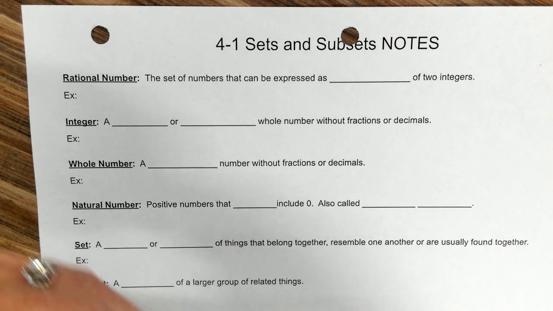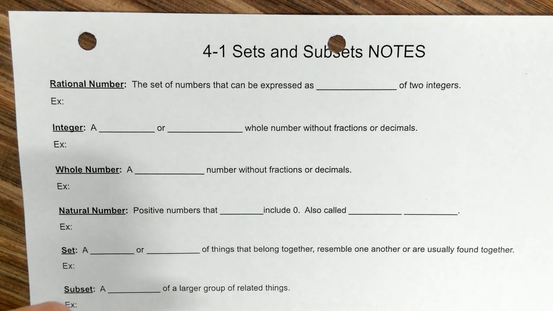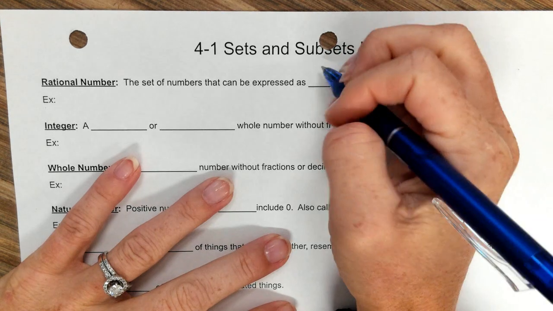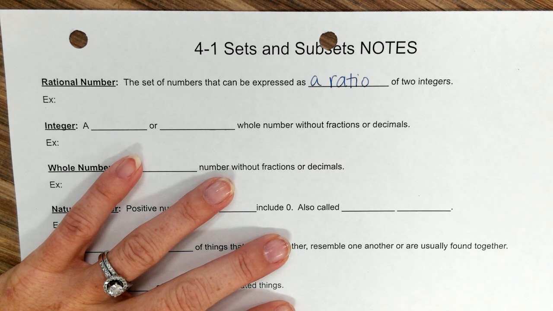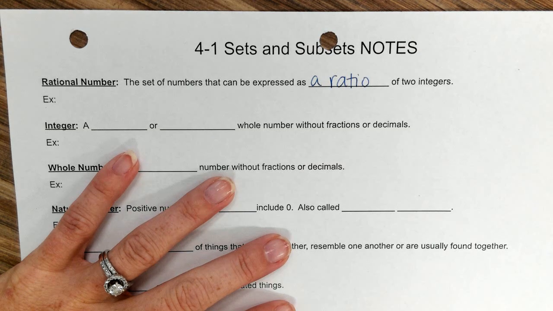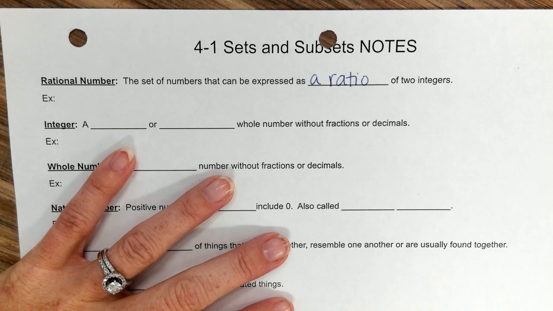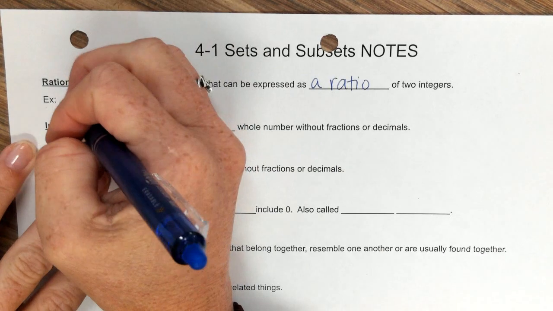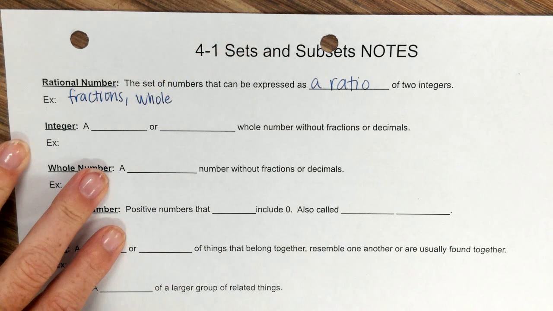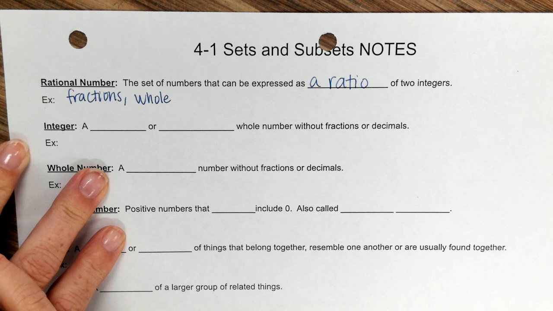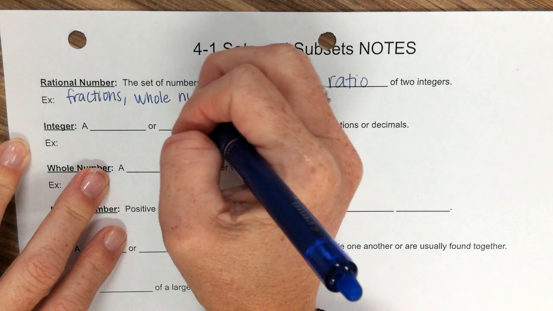What is a rational number? A rational number is a set of numbers that can be expressed as a ratio. So pretty much any number in this class is going to be rational. They are numbers that can be expressed as a ratio. What does that mean? Fractions, whole numbers. Can a whole number be expressed as a ratio? How? Like 5. How would I express that? 5 over 1. Yes, so whole numbers.